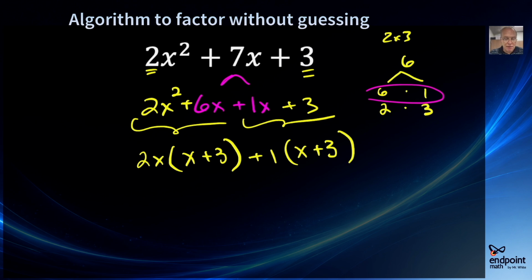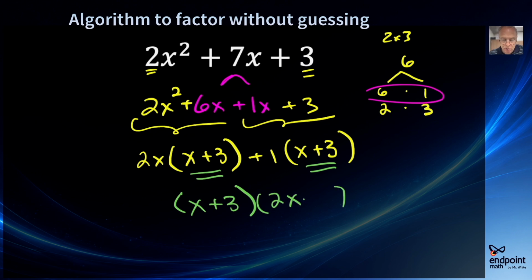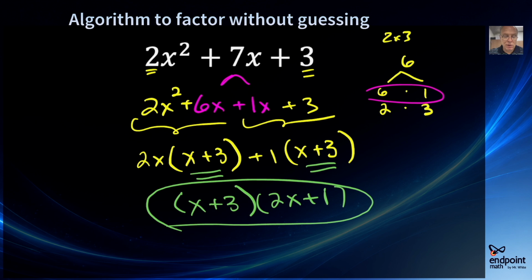Do you notice anything that the first term and the second term have in common? They both have what's called a common binomial. They have x plus 3. So I'm going to write that out front, just like when we factor. We divide things out and we write it one time out front, and that leaves behind 2x plus 1. Oh my goodness, we just reverse FOILed that. We just factored it without any guessing. We took that 2 and 3 and we multiplied them together. We got 6. We split it up. We found which of the splits added up to be the middle term, and then we did the grouping method.